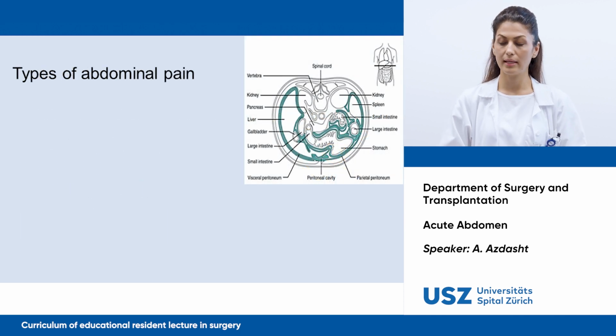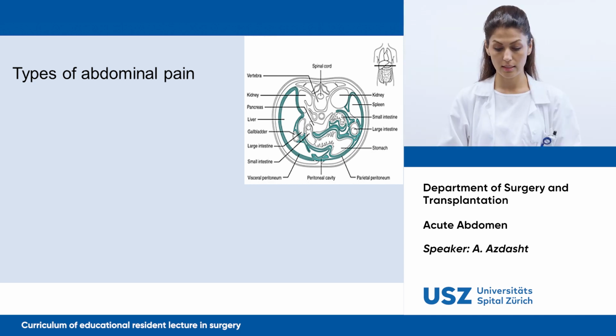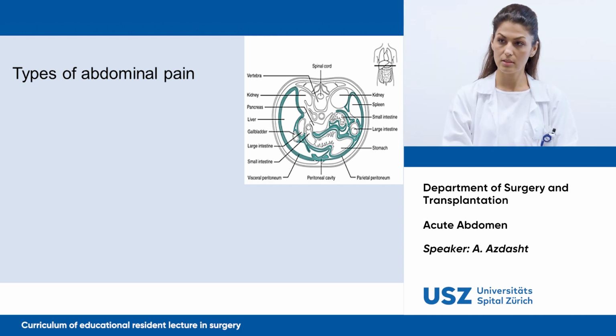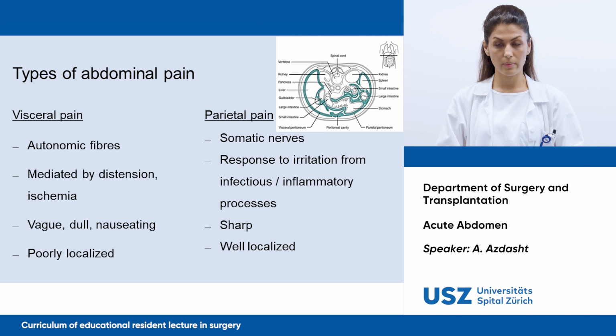To understand the abdominal pain, I would like to just quickly show the different layers of the peritoneum, which I'm sure that you're familiar with. So in this picture, you see the blue outline suggesting the layers of the peritoneum, for once the visceral and the parietal peritoneum. The visceral pain is caused by autonomic fibers mediated by distension and ischemia. It is rather a vague pain. It's dull, it's nauseating, and poorly localized, whereas the parietal pain is a response of somatic nerves to irritation from infectious or inflammatory processes, and this information is led to the spinal cord, and that's why it's very sharp and well localized.